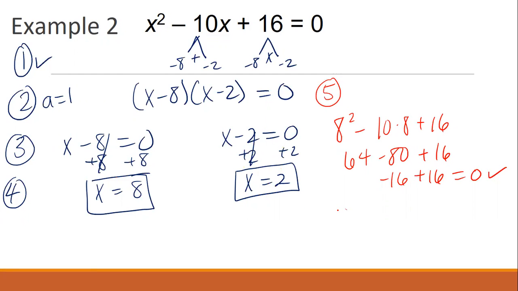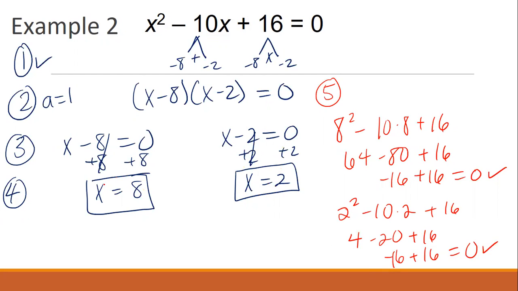If I'm going to check the 2, so 2 squared minus 10 times 2 plus 16. That gives me 4 minus 20 plus 16, which gives me negative 16 plus 16. Did that come out right? Yes. So what does that tell me about my answers? I am super right. All we did to check was plug in and multiply and subtract and add.